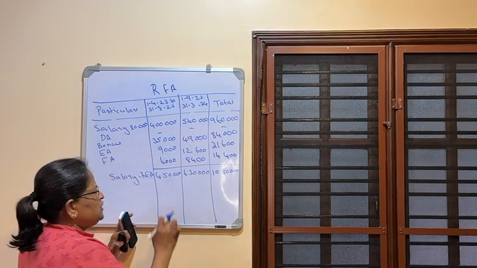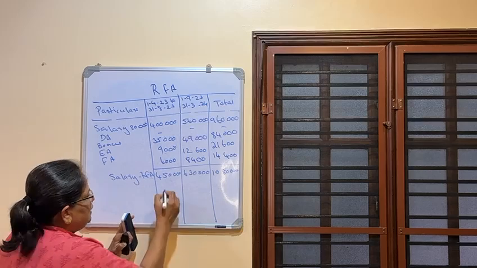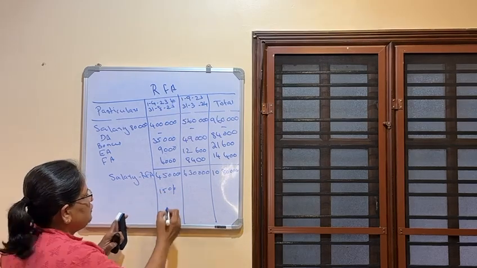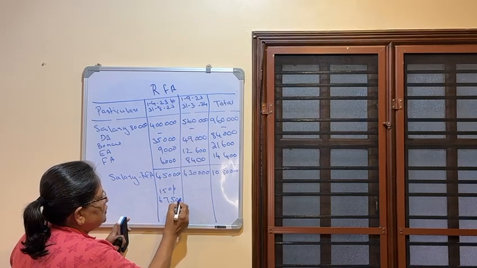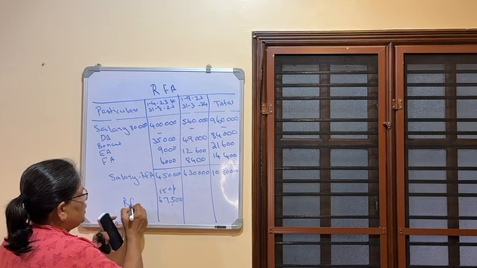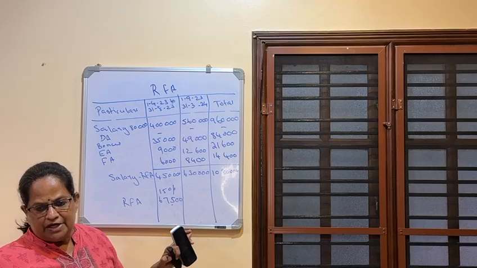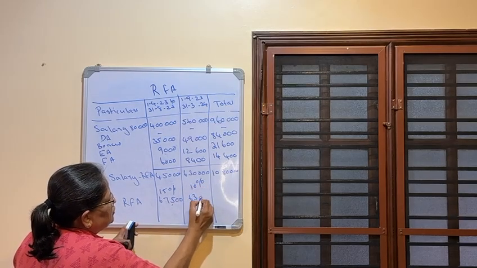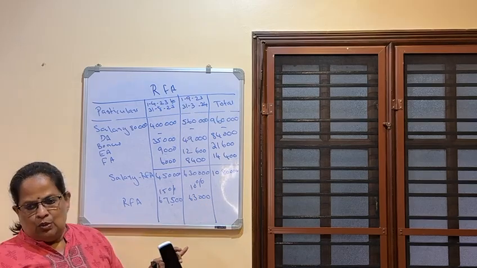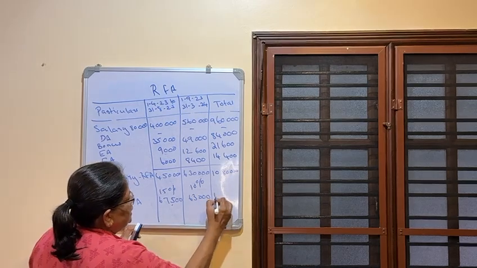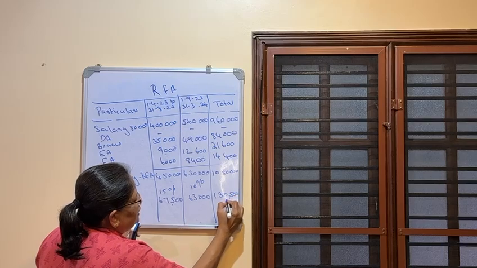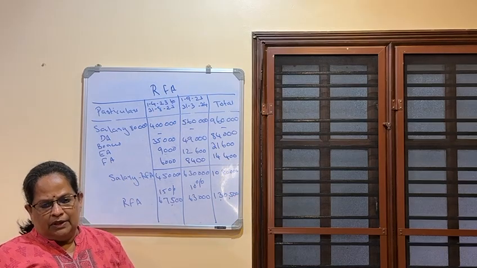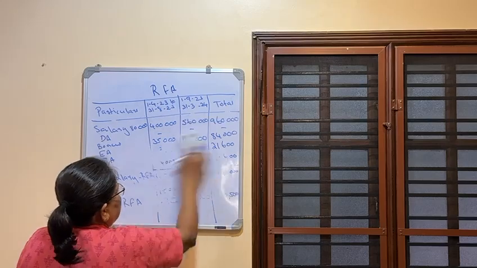Now for the 5 months it's 15% as per the old scheme. That value is 67,500. 67,500 RFA value for computation. Next is 10%. Value is 63,000. Now total is 1,30,500. This value we will take for computation of taxable salary. Now, table showing the computation of taxable salary.